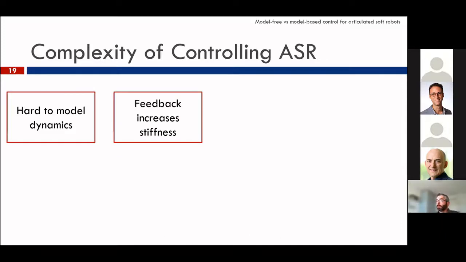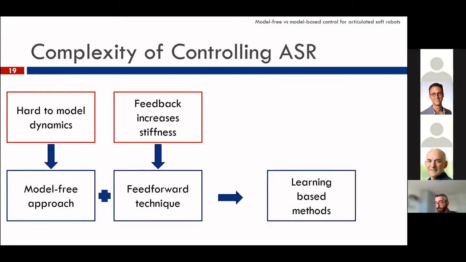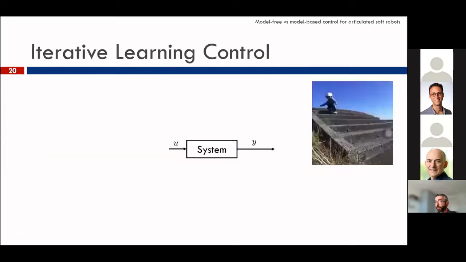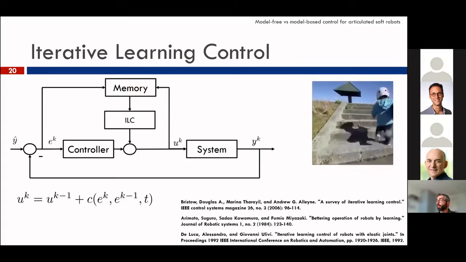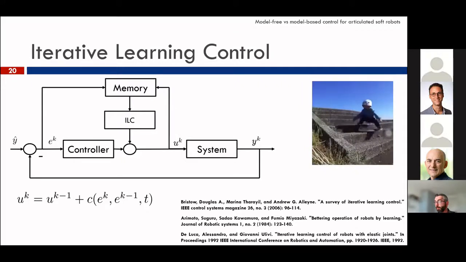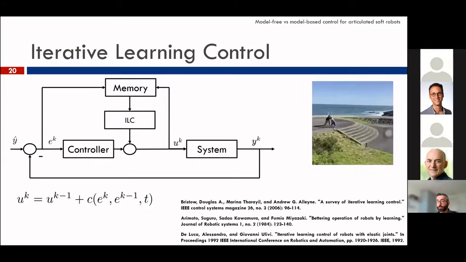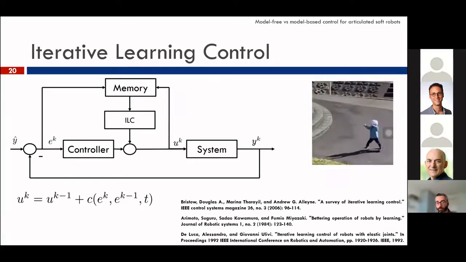To avoid these problems, one solution that we tried is to use a model-free feed-forward technique, so basically learning-based methods. In particular, we tried iterative learning control. With iterative learning control, what we do is repeat the same task with the robot, and we store the control input and the error of the previous trials, and then we use this information to update the control action for the next trial, for the next iteration. And at the end, the robot is able to perform the desired task.